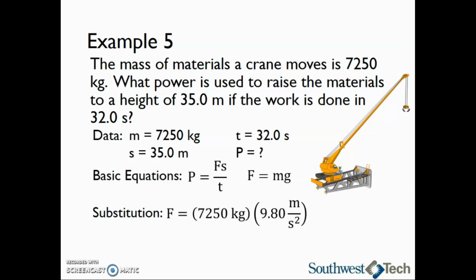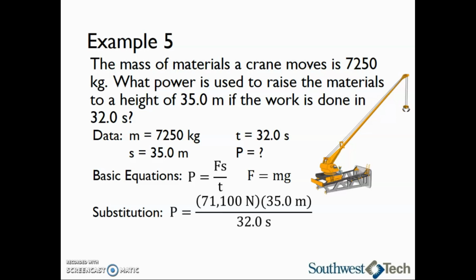Force is equal to the mass of 7,250 kilograms times the acceleration due to gravity, which is 9.80 meters per second squared. This gives us a force of 71,100 kilogram meters per second squared, or, reducing the units, 71,100 newtons. Now that we have the force calculated, we can find the power by taking 71,100 newtons times the displacement of 35.0 meters, all divided by the time of 32.0 seconds. This gives us an answer of 77,800 newton meters per second.